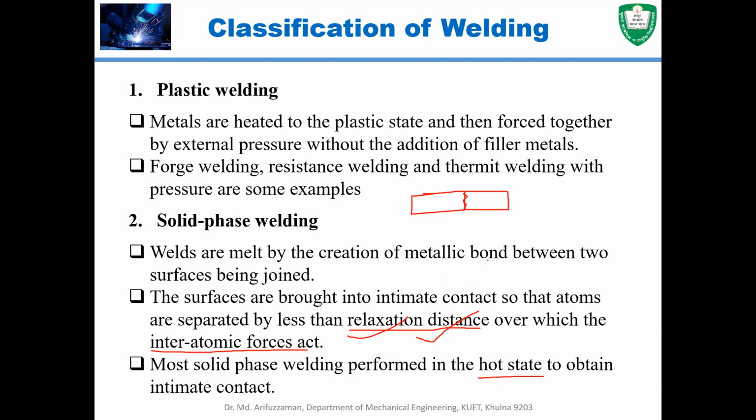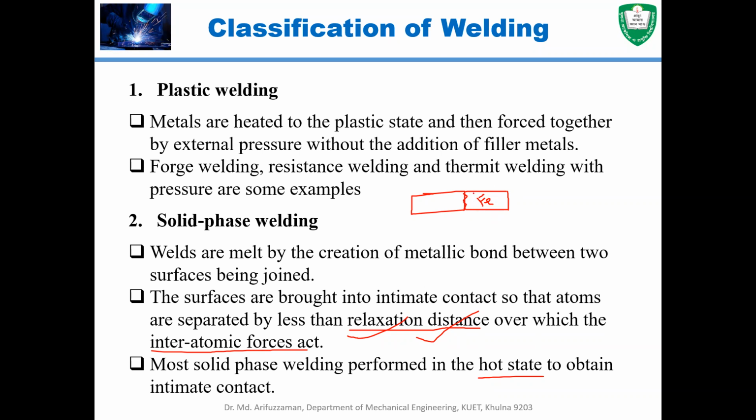To understand the relaxation distance, you first need to understand how the metallic bond actually works. The metallic bond is basically the sharing of electrons. If this is iron, the atoms of iron have electrons in the outer shell, and those electrons are shared by all the atoms together in the metal piece, and that's how the metallic bond works.